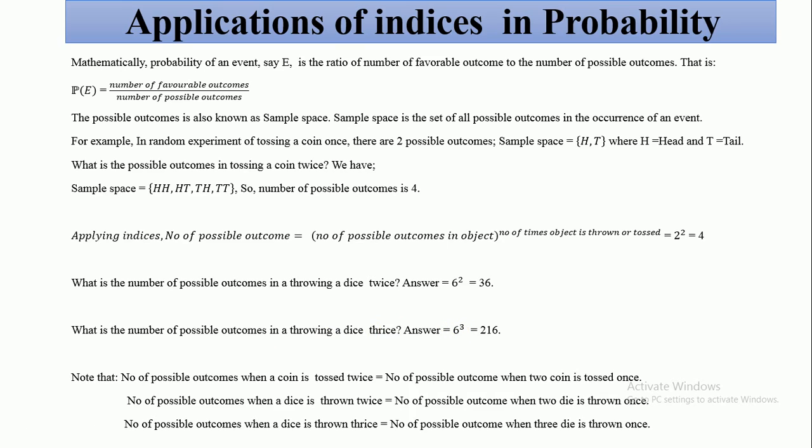Take note, when you are dealing with a probability problem, the number of outcomes when a coin is tossed twice is the same as the number of possible outcomes when 2 coins are tossed once. The number of outcomes when a die is thrown twice is the same as the number of possible outcomes when 2 dice are thrown once. The same thing applies when a die is thrown thrice: it is the same as when 3 dice are thrown once.